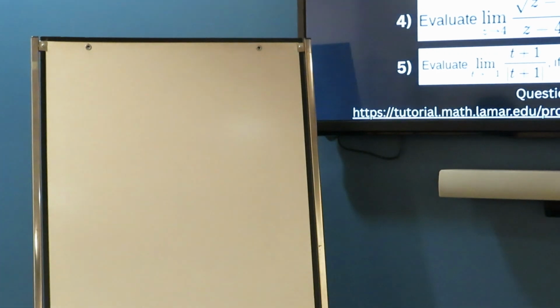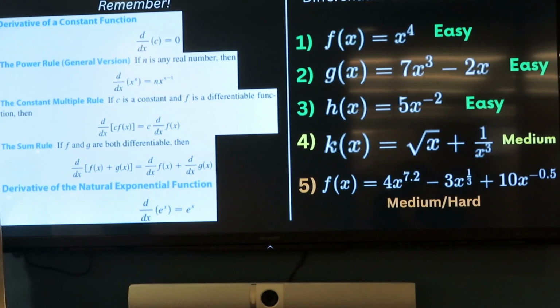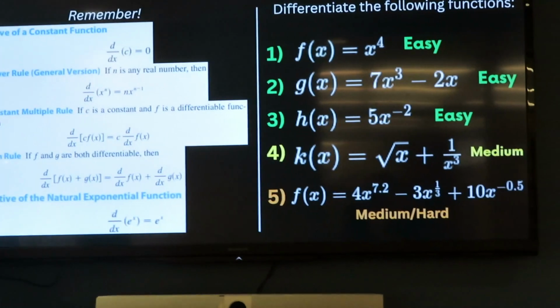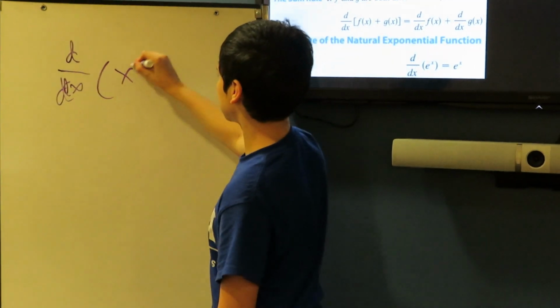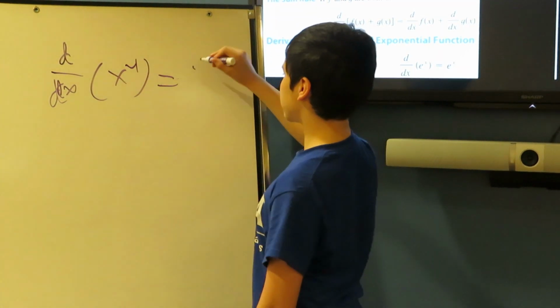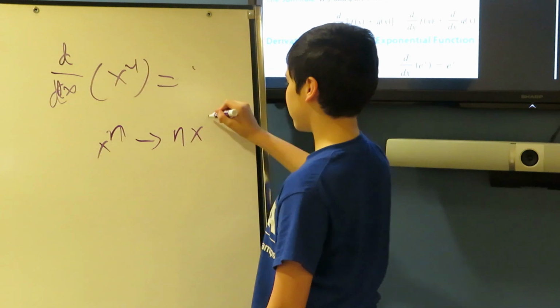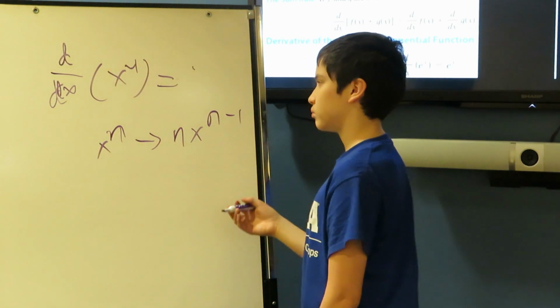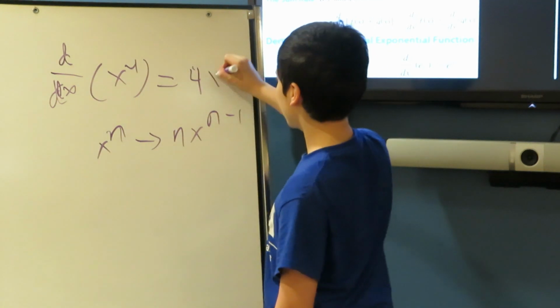Now let's check our answers for the differentiation. So, starting with number 1, we see that it's just one term, and it's a polynomial. So we just apply the power rule, since the derivative of x to the n becomes n times x to the n minus 1 power, and we find that n here is equal to 4, so we get 4 times x to the third.